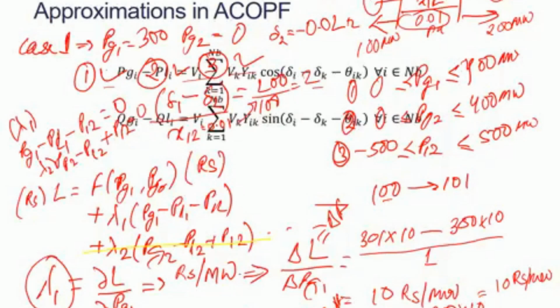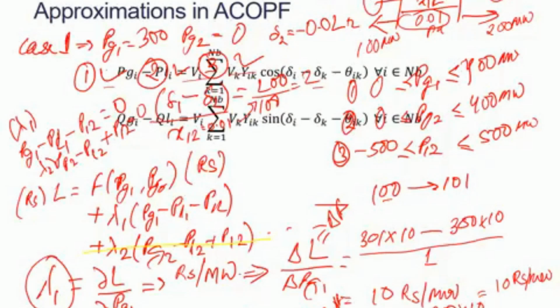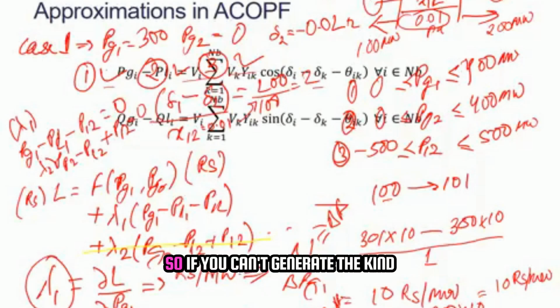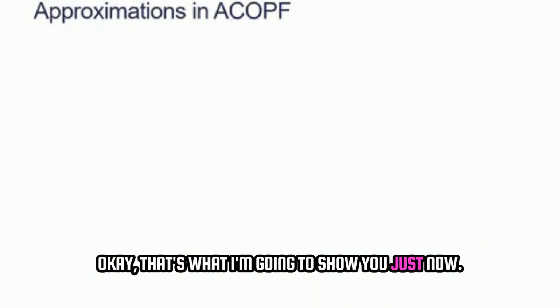Sir, I have a question. If the load changes from 100 to 101, if the load at bus 1 becomes 101, can the generator generate 401? What scenario happens? Good question. Okay, that's what I'm going to show you just now.